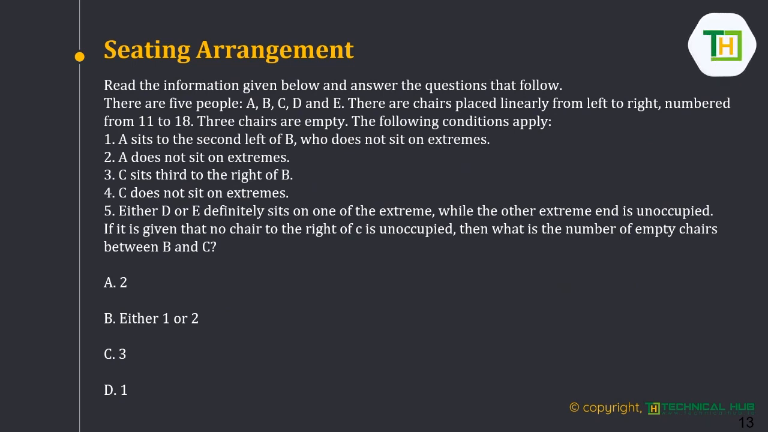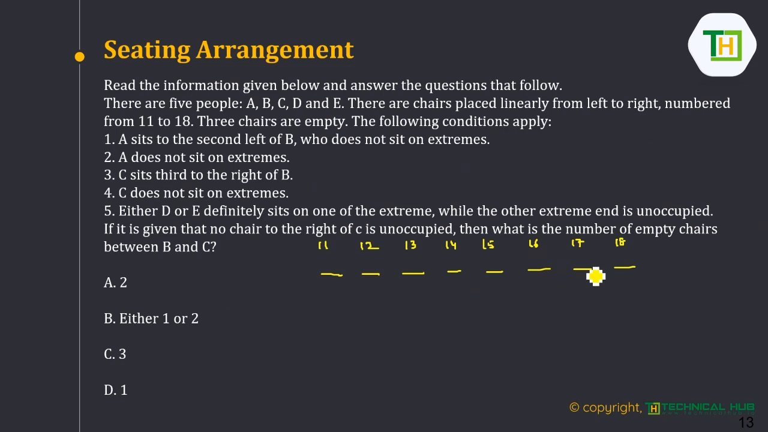So there are 3 chairs that are empty. The following conditions are applied. So 5 persons and 3 empty chairs means totally 8 chairs. So this is 1, 2, 3, 4, 5, 6, 7, 8, meaning the numbers are 11, 12, 13, 14, 15, 16, 17, 18.